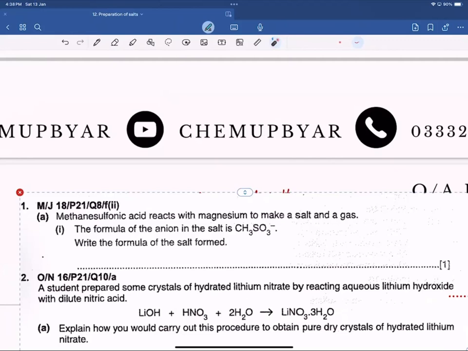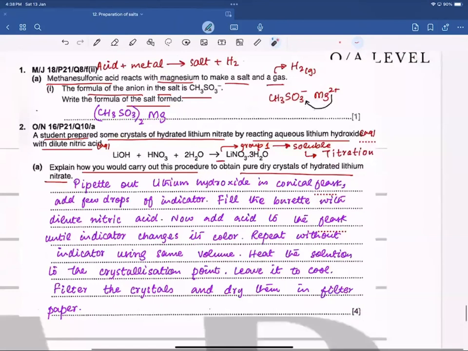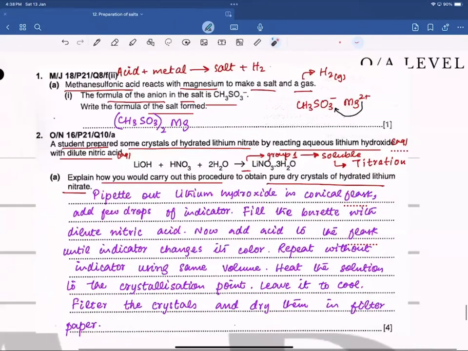So which method do we go for? We go for titration in that case. Explain how you would carry out this procedure to obtain dry crystals of hydrated lithium nitrate. So we'll repeat the whole process of a titration by using the specific names of the acid and the lithium hydroxide. So the answer will be written like this for 4 marks.